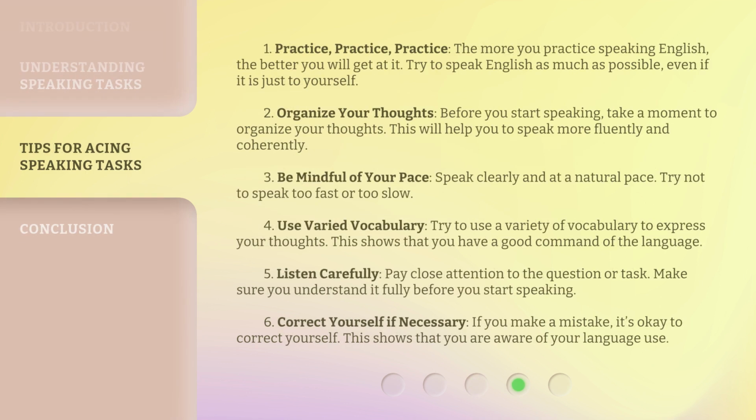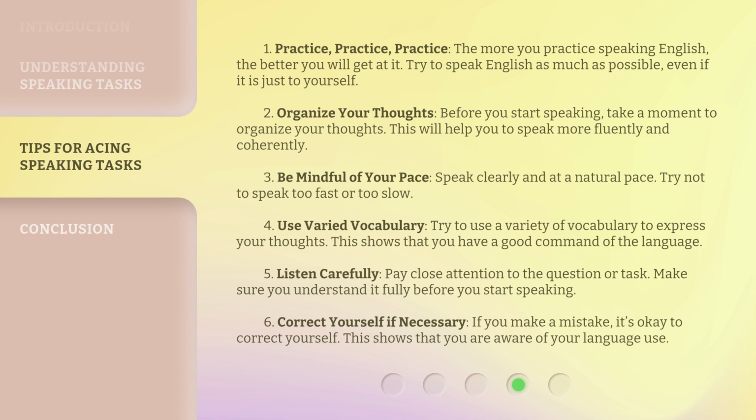1. Practice, practice, practice. The more you practice speaking English, the better you will get at it. Try to speak English as much as possible, even if it is just to yourself. 2. Organize your thoughts. Before you start speaking, take a moment to organize your thoughts. This will help you to speak more fluently and coherently.